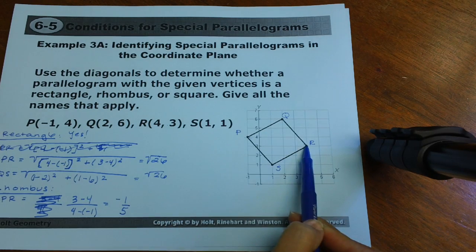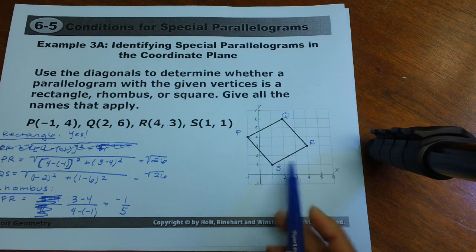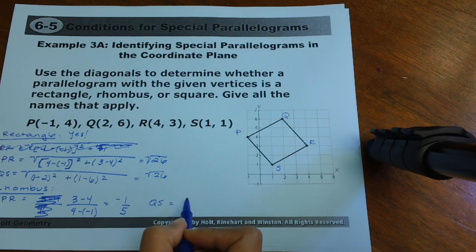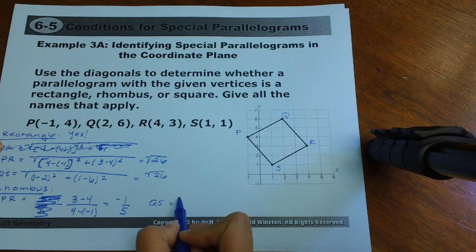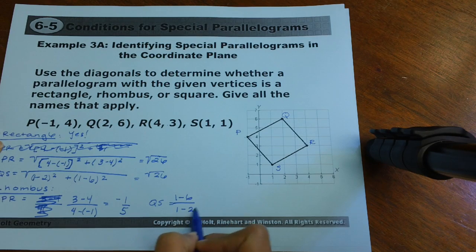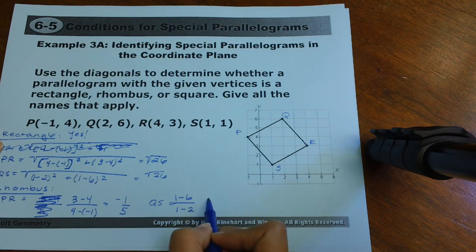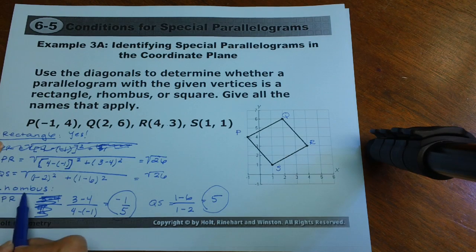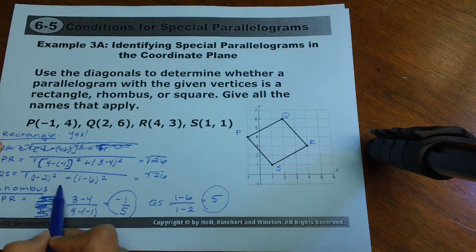So that's our PR. We also need to check the slope for QS. Again, the change in y over the change in x, so that's 1 minus 6 over 1 minus 2, which ends up giving me a positive 5. And because negative 1/5 and positive 5 are opposite reciprocals, I know that it intersects at a 90-degree angle, so I know that yes, it is a rhombus.